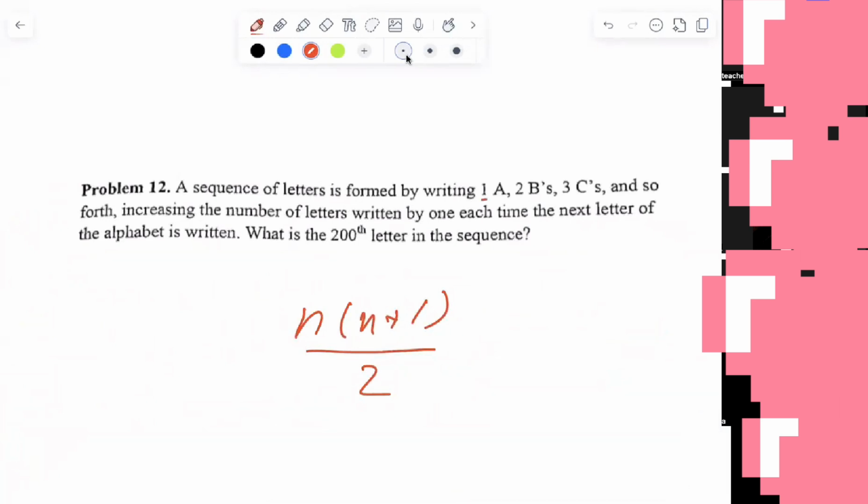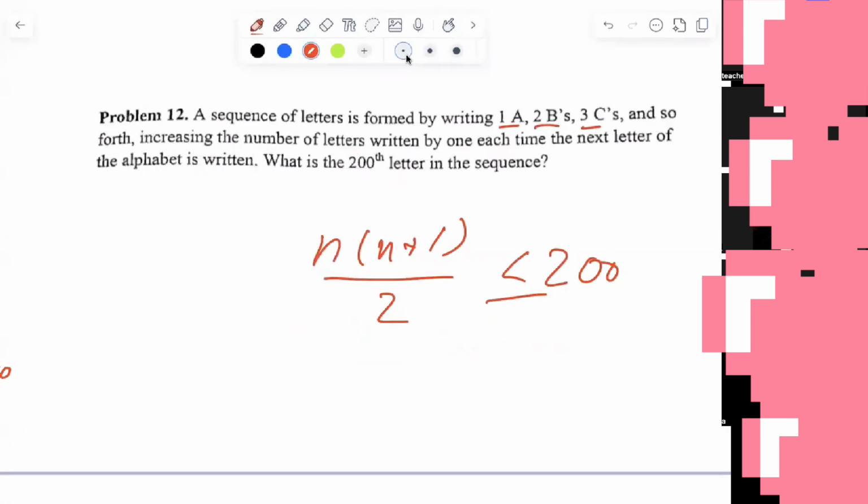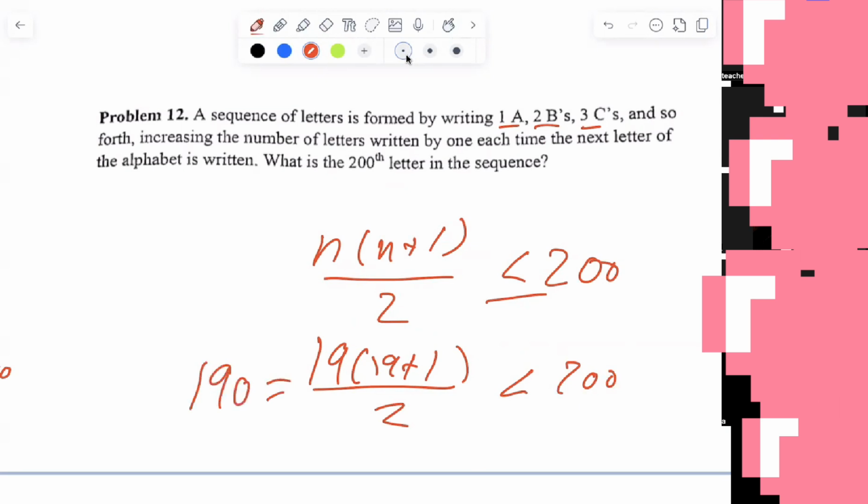So it's like this: 1, 2, 3, and we want to find the number of letters until we reach the letter we want. So that's n times n plus 1 over 2. We want one that's less than or equal to 200. The answer is going to be 19 times 19 plus 1 divided by 2, which is less than 200, and in fact it's going to be 190.